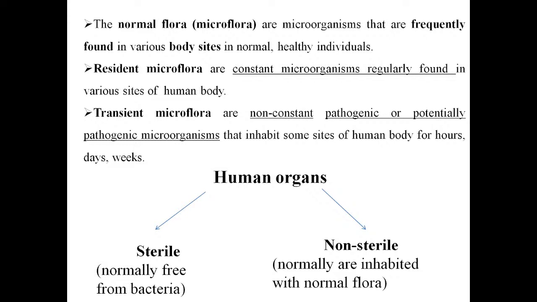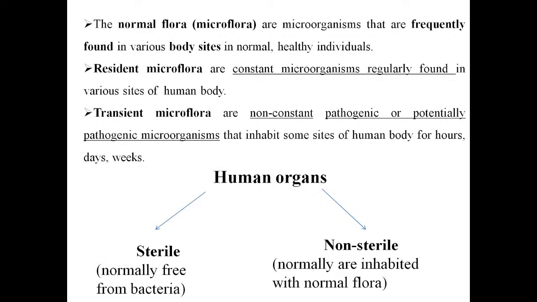Then transient microflora are non-constant pathogenic or potentially pathogenic microorganisms that inhabit some sites of the human body for hours, days, or weeks. These microorganisms are not present constantly. They are present occasionally. For example, E. coli lives in intestine, but sometimes it can enter the skin after toilet, for example. It is not normal microflora of skin, but it is transient microflora. It is occasionally present.